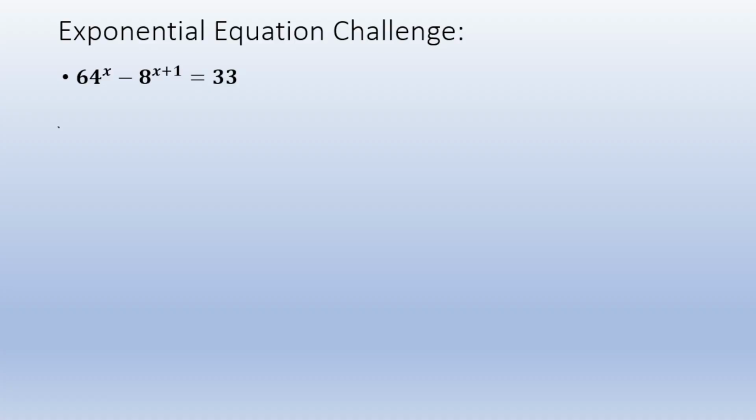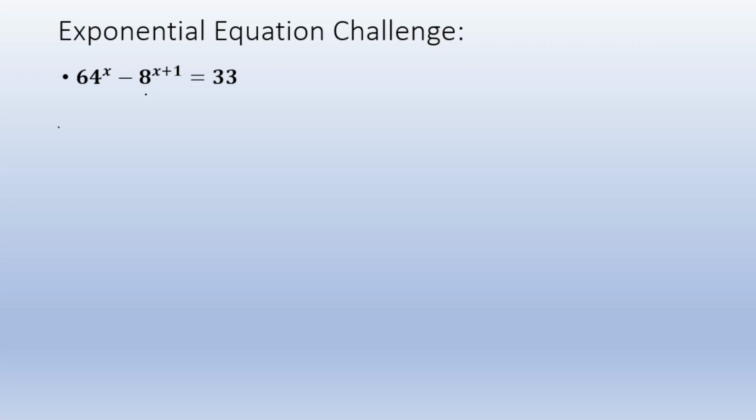Here we have 64 to the x power minus 8 to the x plus 1 power equals 33. Now what's challenging about this one is that we have not only different bases, but also this additional term 33 that's not an exponential expression. So this one has a little bit of a trick to it. So let's break this down.